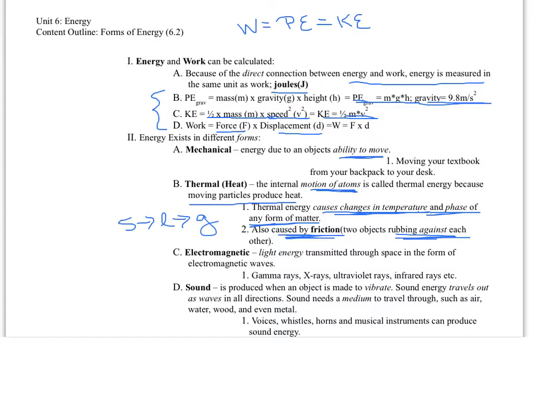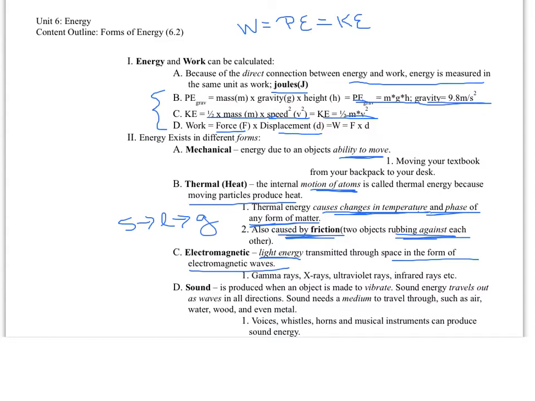Electromagnetic energy is light energy, and it's transmitted through space in the form of electromagnetic waves. And we'll talk about the electromagnetic spectrum in another chapter, but examples of electromagnetic waves are gamma rays, X-rays, ultraviolet rays, infrared rays, radio waves. All of those are electromagnetic waves, microwaves, and light energy is transmitted in the form of these electromagnetic waves.